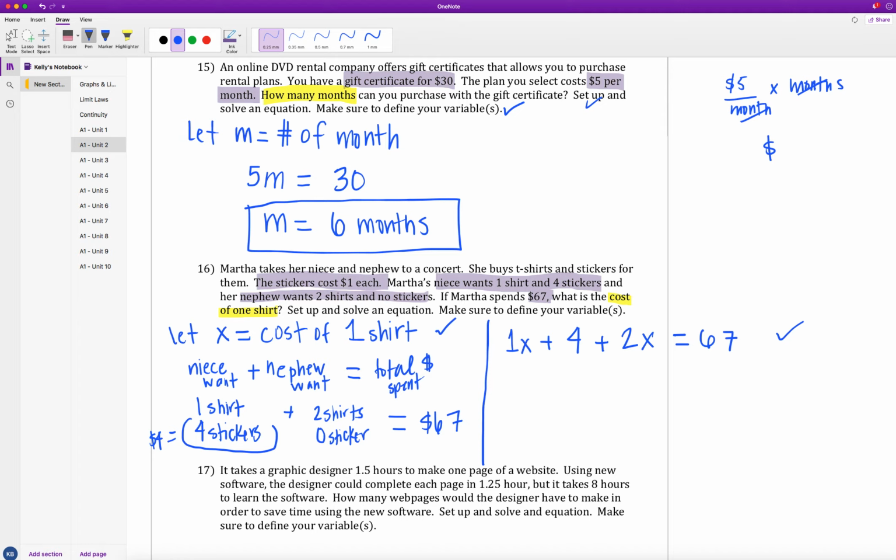Why don't you guys pause the video and solve it on your own first, and then we'll check it. Okay, let's go ahead and check this equation.